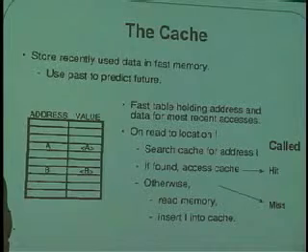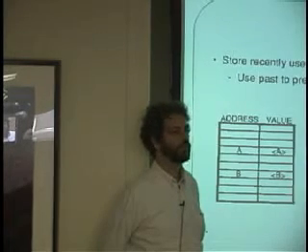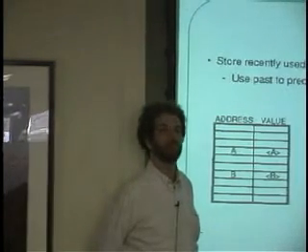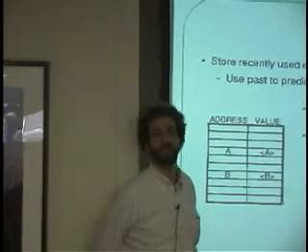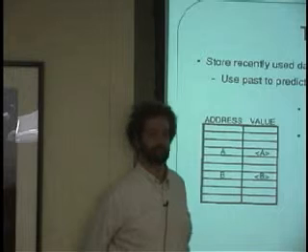Yeah? According to the principle of locality, do we store just the recently used data or also some of its neighbors? Well, we have a choice, okay? And spatial locality would have us go ahead and store some of the neighbors as well. And we'll talk about that in a few seconds.